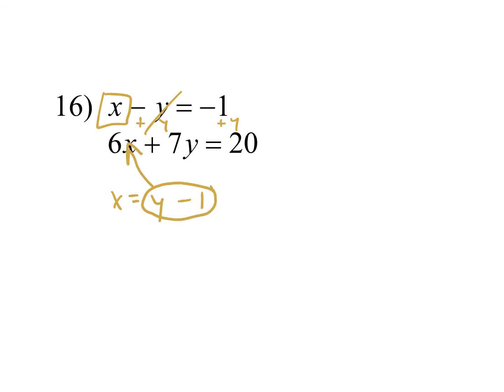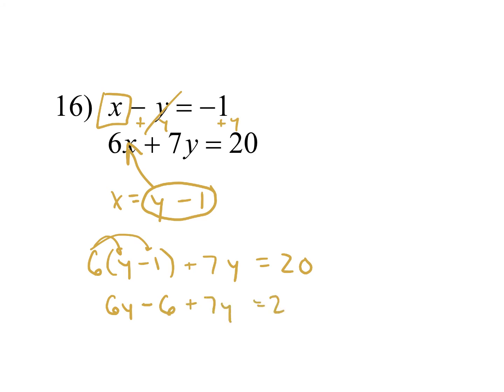So plug this into x in the other one. So I have 6 times y minus 1 plus 7y is equal to 20. Tara, what should I do first to solve? Multiply. So I want to distribute. So what's 6 times y? 6y. And 6 times -1? So 6y minus 6 plus 7y is equal to 20.